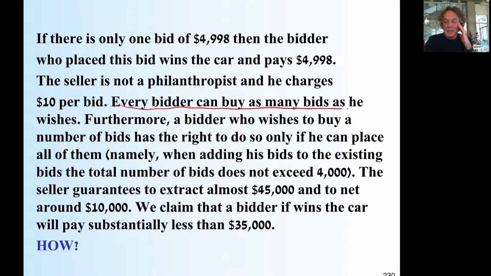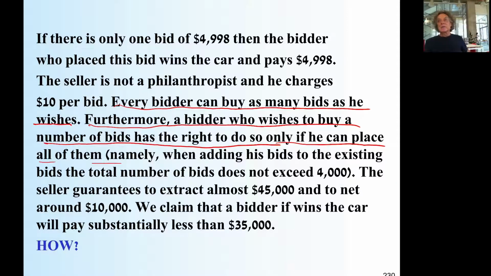Every bidder can buy as many bids as he or she wishes. Furthermore, a bidder who wishes to buy a number of bids has the right to do so only if he can place all of them. Let's say I want to buy 100 bids and pay $1,000. And suppose that when I do it, there are already almost all the 4,000, except 10 bids left. So I can bid only 10. If I want, I can say either you take all my 100 or I'm out totally. So he can place all of them only if, when adding his bids to the existing bids, the total number of bids does not exceed 4,000.